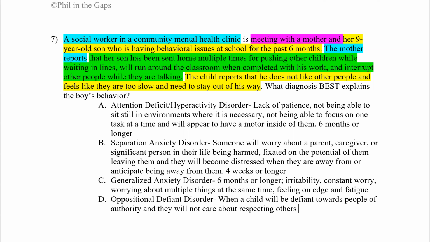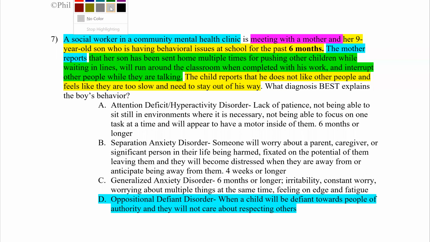So let's look back at the question to see what we're looking at in particular. So, quick review: social worker, community mental health clinic, meeting with the mother and 9-year-old son. Son's having behavioral issues at school for the past 6 months, any length of time. Hop on top of it because it paints a picture of what we're looking at this given moment. The mom says that the son has been sent home multiple times, pushing other children while waiting in lines, running around the classroom when completed with his work, interrupting other people when they're talking. He's saying, I don't like other people. They're too slow. I have a motor inside me and they need to get out of my way. Which diagnosis best explains the boy's behavior? So keep all of that in mind as we go through each answer choice. So right off the bat, we're going to rule out D. Why?